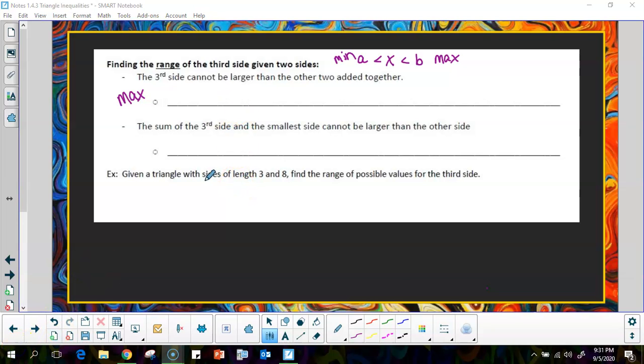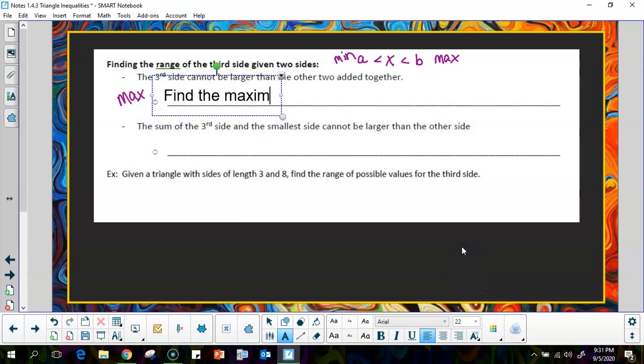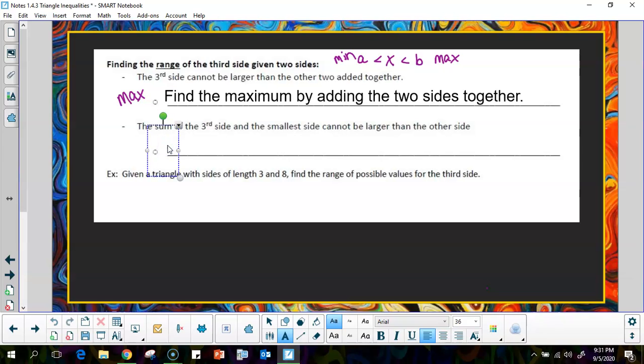So I'm going to type this in because you'll probably be typing this in too. Let me see if I can type this. Okay. Oh, that's going to be really big. Hang on. That might be better. Find the maximum by adding the two sides that you have together. And then down here, we're going to find the minimum. It keeps going back to 36. We need to find the minimum by subtracting the two sides.